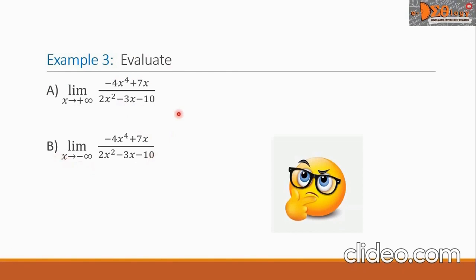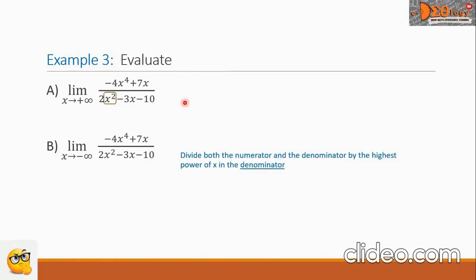Let us begin with problem A. The rule says, let us divide both the numerator and the denominator by the highest power of x in the denominator. So we see here that the highest power is x squared. So we are going to divide each term of the numerator and denominator by x squared. So it will be like this. And then let us cancel some terms that can be cancelled.